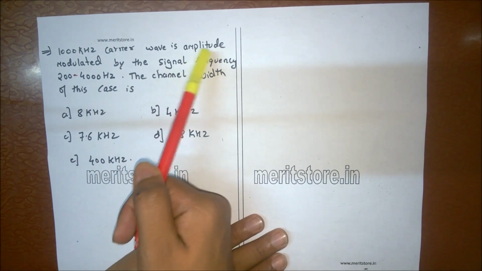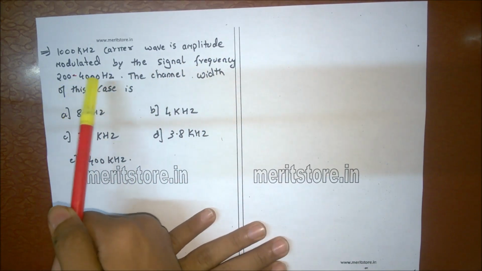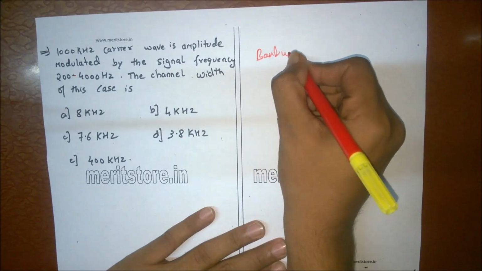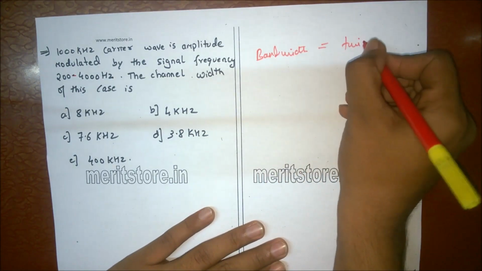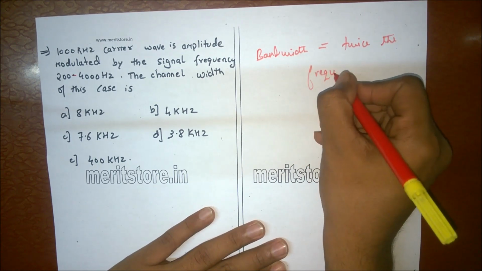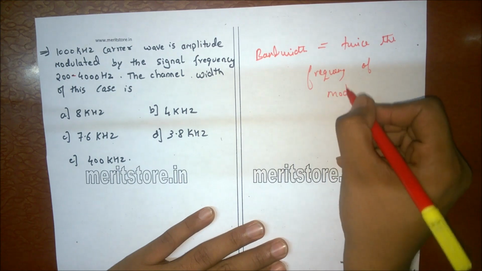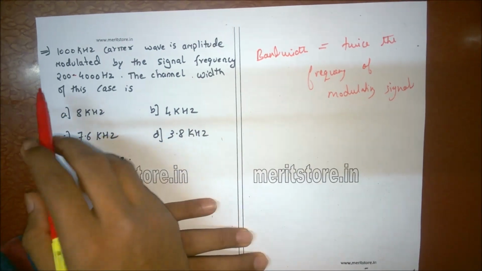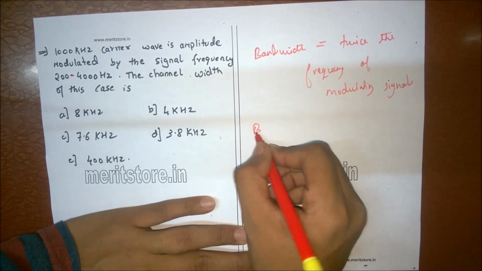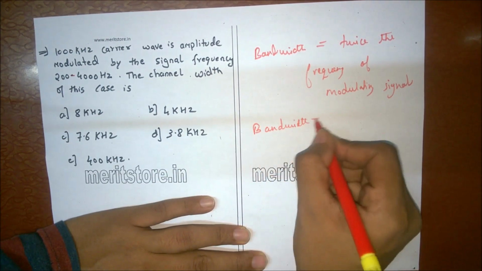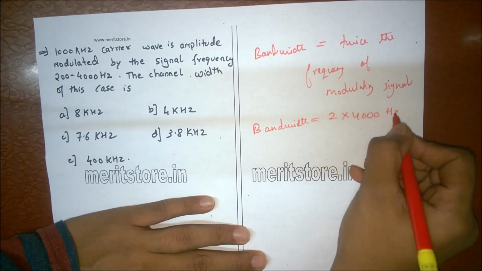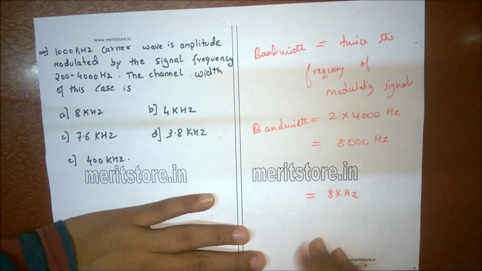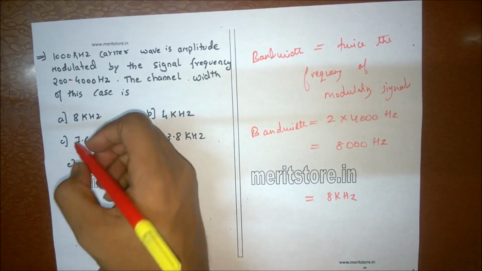A 1000 kHz carrier wave is amplitude modulated by a signal frequency of 200 to 4000 Hz. The channel width in this case is, here are the options. Now, we know that the bandwidth is equal to twice the frequency of the modulating signal. So here the modulating signals are in the range between 200 and 4000 Hz. So bandwidth will be equal to 2 into 4000 Hz, which is equal to 8000 Hz, which is equal to 8 kilohertz. Therefore, the correct answer is option A, 8 kilohertz.